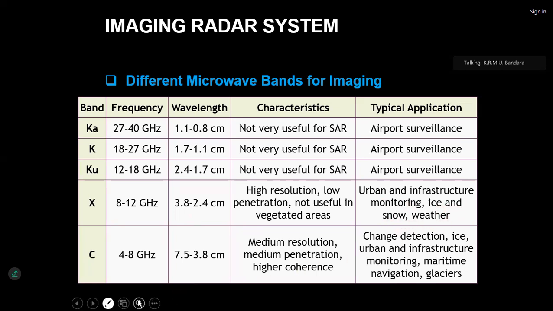Also C-band: medium resolution, medium penetration, moderately going through the clouds, higher coherence. Coherence I will also explain later; high coherence means higher correlation. This is used for change detection, ice, urban and infrastructure monitoring, maritime navigation and glaciers.